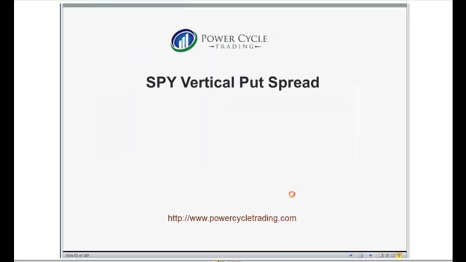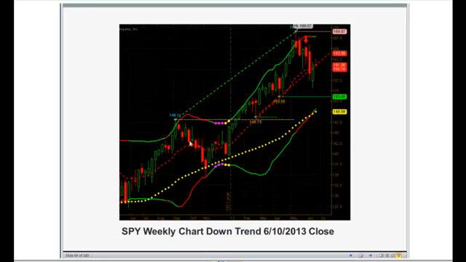Here's a trade that I currently still have on, and this is just for SPY, a vertical put spread. And again, this is based on my trading system, and this is on the weekly time frame. The weekly time frame, I call the long-term time frame. Our trading model actually went to a negative downtrend back on June the 10th, this weekly bar here. And then you can see the following week we had an outside week and it closed down. So that's a very bearish pattern right there.